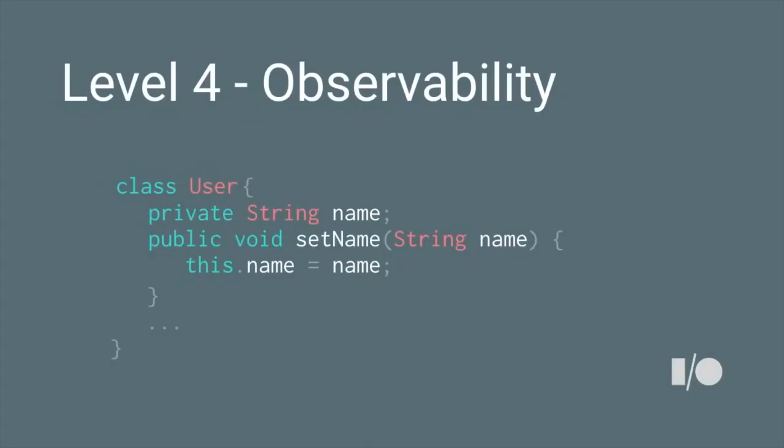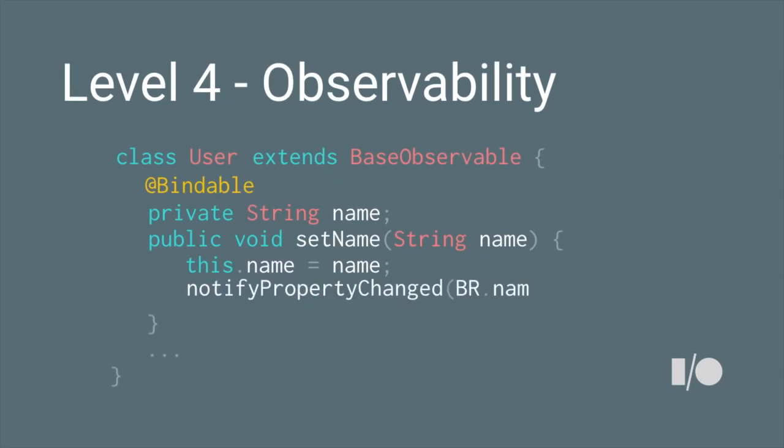So especially if you're starting a new app from scratch, observability might be very, very handy. Instead of having this simple user class, you may extend base observable. There's also an interface if you don't want to extend. You make it bindable, and then whenever the value changes, you notify this change, and we will take care of updating the UI.